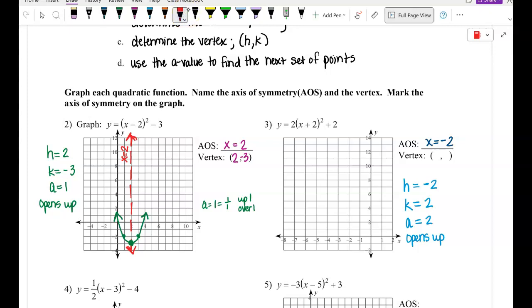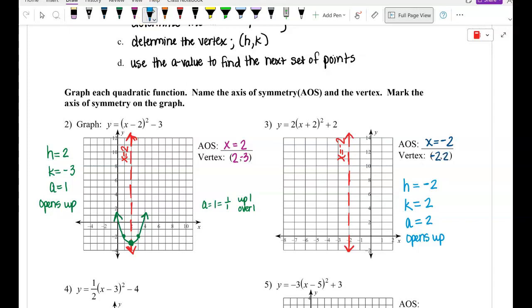So again, I'm going to draw in a dashed or dotted line at -2, a vertical line. So this would represent x equals -2. And what is going to be the vertex of my function? -2, 2.